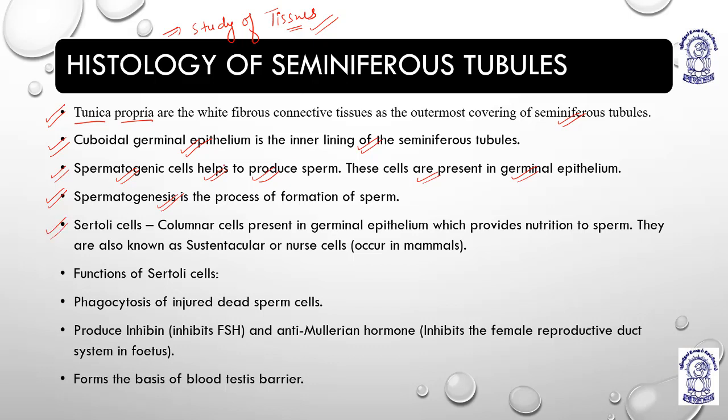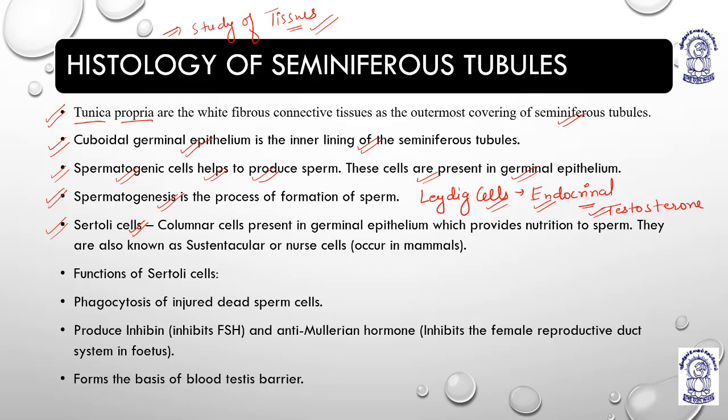There are two types of cells. One is the Leydig cell. Leydig cells are endocrinal cells, which means they are related to the production of hormones, testosterone, right? So Leydig cells are endocrinal in function and produce testosterone, and on the other hand we have Sertoli cells, which are nutritive in function.